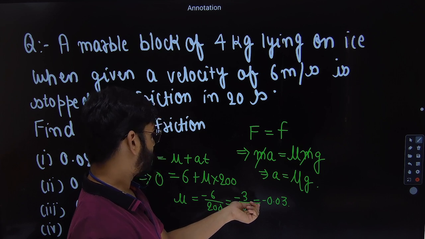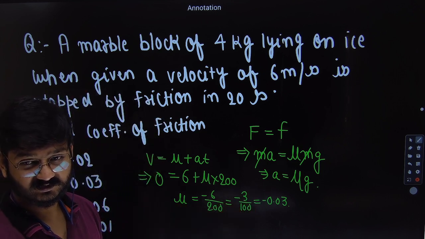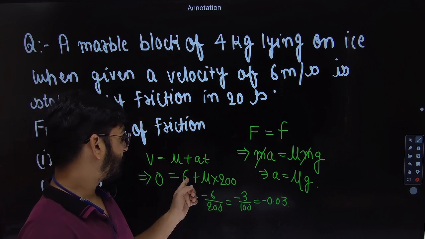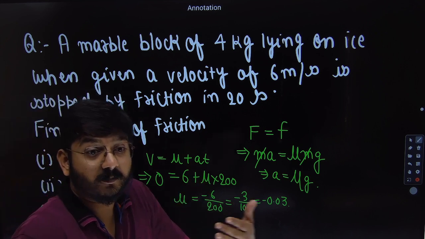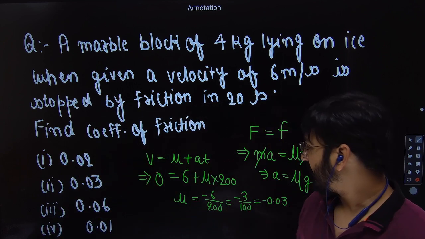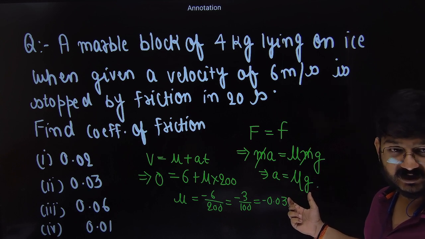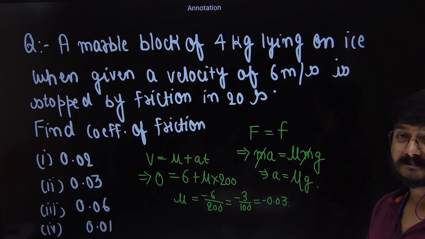Why is it coming minus? What is the mistake I have done? Direction. Acceleration you have to take as negative here because it is stopping, so that acceleration is opposing the motion. I have taken the magnitude here. So don't get confused.